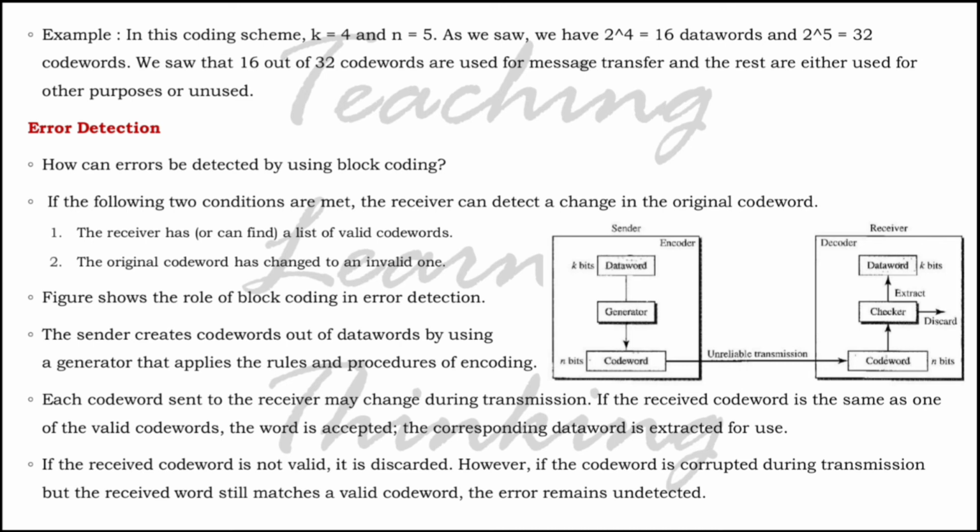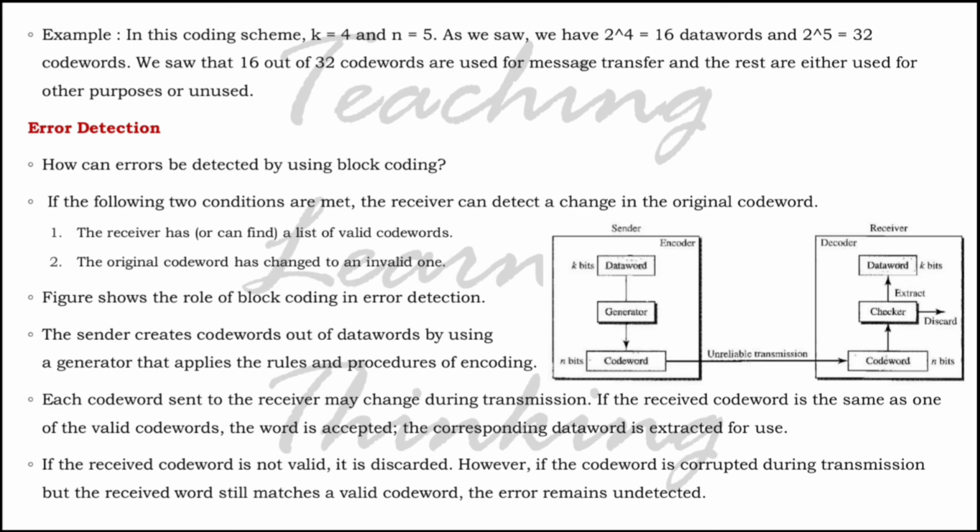So how can errors be detected by using block coding? If the following two conditions are met, the receiver can detect the change in the original code word. The first one is that the receiver has or can find a list of valid code words. That is the first condition. And the second condition is that the original code word has changed to an invalid one.